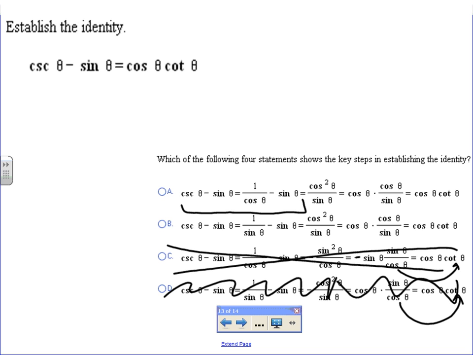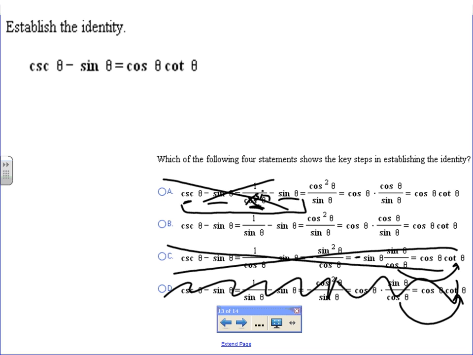They've got cosecant of theta minus sine of theta. And it looks like here they've taken cosecant and written it as 1 over cosine, because notice they both have minus sine theta behind it. So let's see, is that okay? Is cosecant 1 over cosine? I don't think so. Cosecant is 1 over sine. So hey, the first step eliminated that choice. We figured that one out without working it.